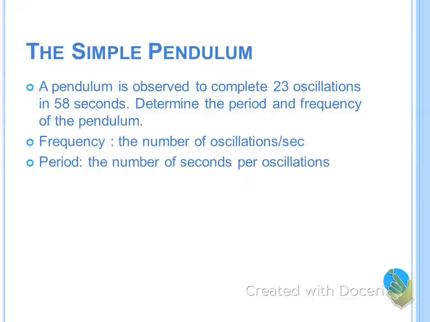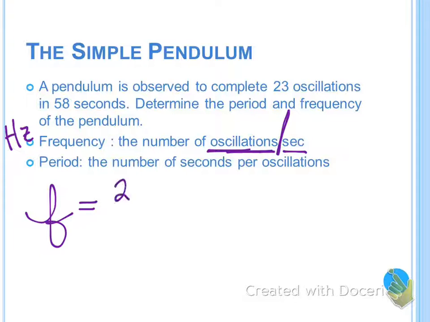Okay, frequency is most of the time measured in hertz, which is essentially an oscillation per second. Okay, it's this many oscillations per this many seconds. So when we're trying to find frequency, we're just doing this division problem, right? Per means divided by. So whenever we set this up, we want our units to end up looking like this, oscillations divided by seconds. So when I set up my problem for frequency, I would take 23 oscillations divided by 58 seconds. Okay, that's it.